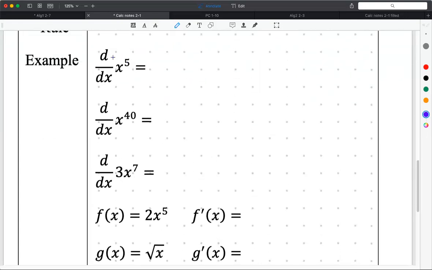X to the power of 5. I'm going to take the derivative of that with respect to x. 5x to the 4th. Beautiful. 5x to the 4th. Chris, you're up.